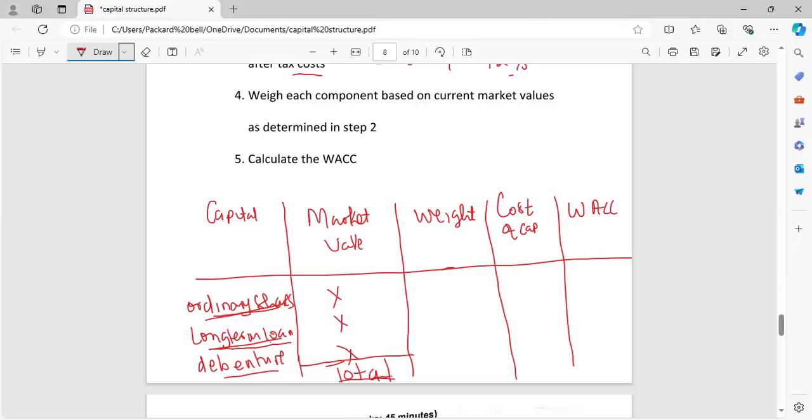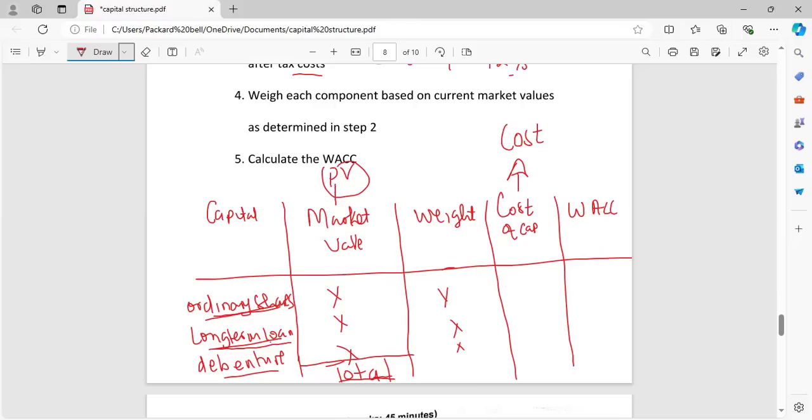That is going to be your weight here. Then you have calculated this market value. Remember, you need to have the present value of this. Then you should also have calculated the cost. Those are the two things that need to be calculated when you are doing your weighted average cost of capital.